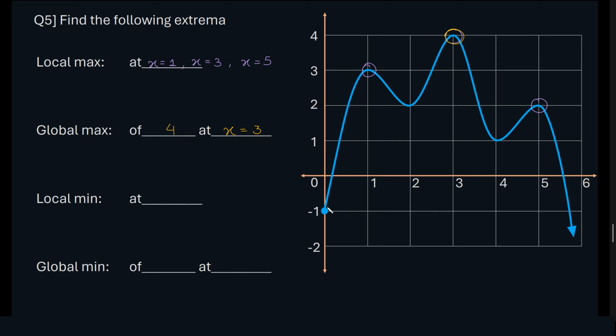And next, the local minimums are here, here, and here. So that's x equals 0, x equals 2, and x equals 4. But now, because we have this arrow going down towards negative infinity, this time there is no global minimum.